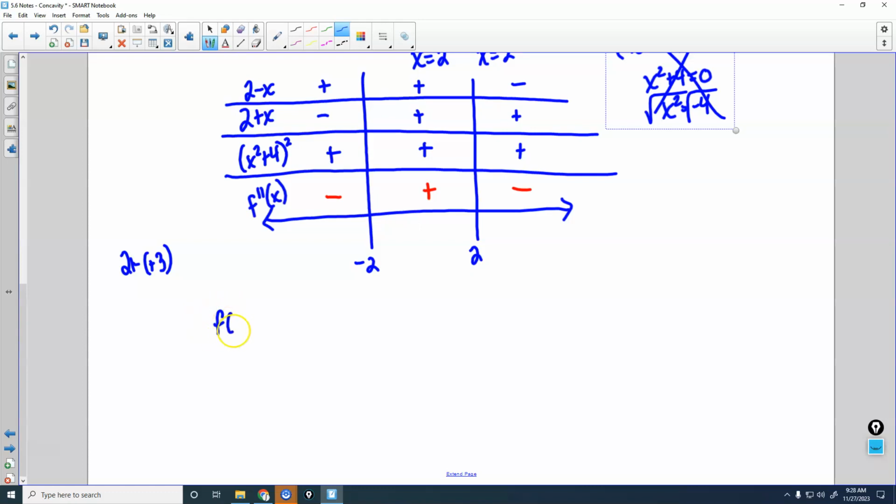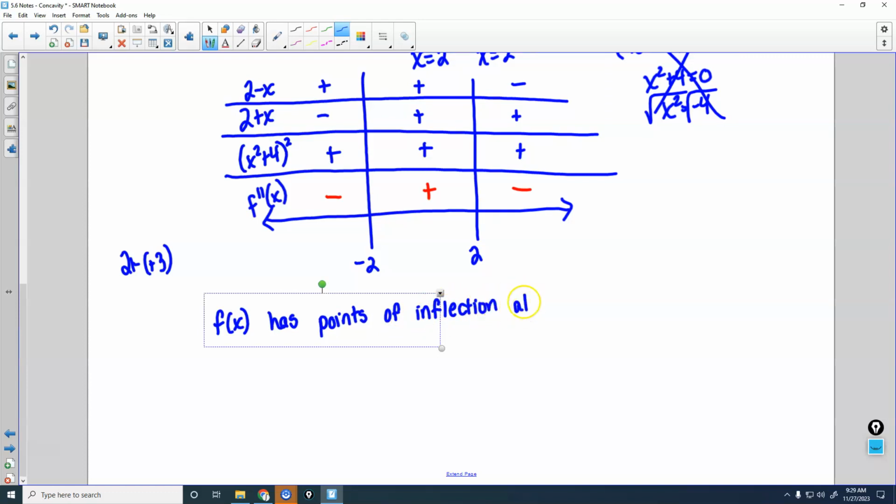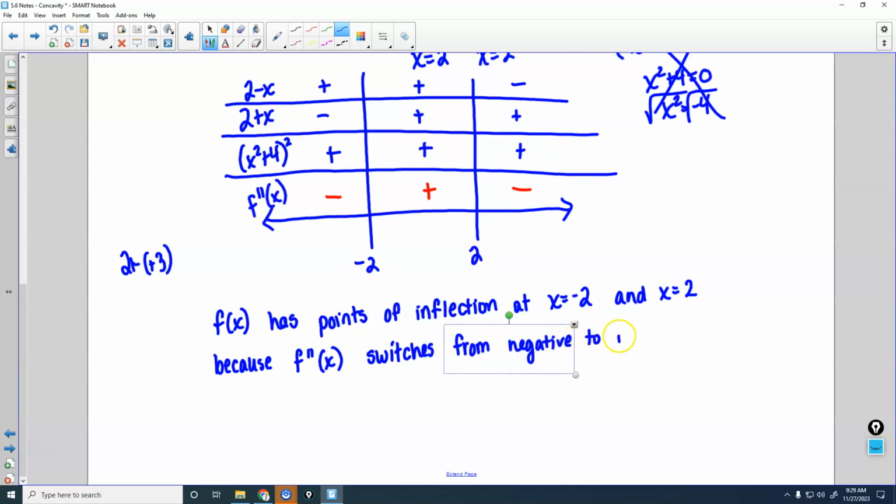So we would say that f of x has points of inflection at x equals -2 and x equals +2 because f double prime of x switches from negative to positive or vice versa at these points.